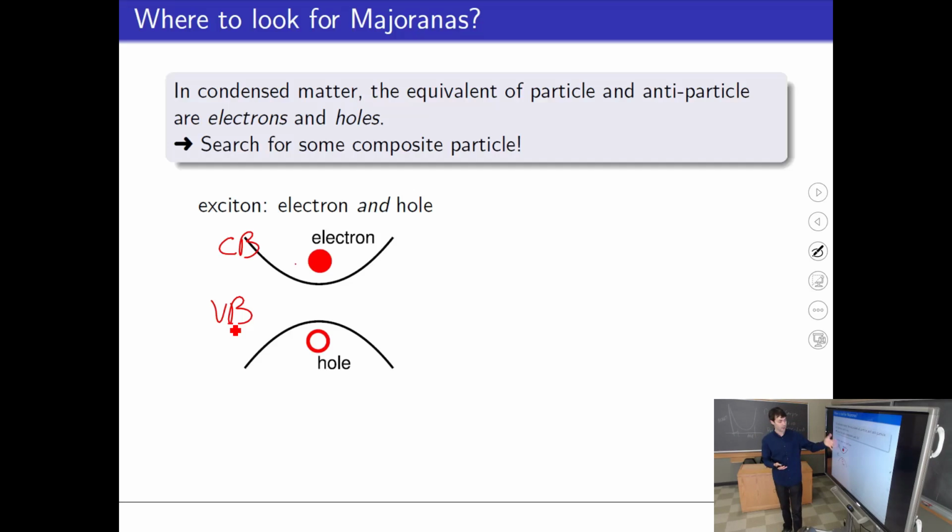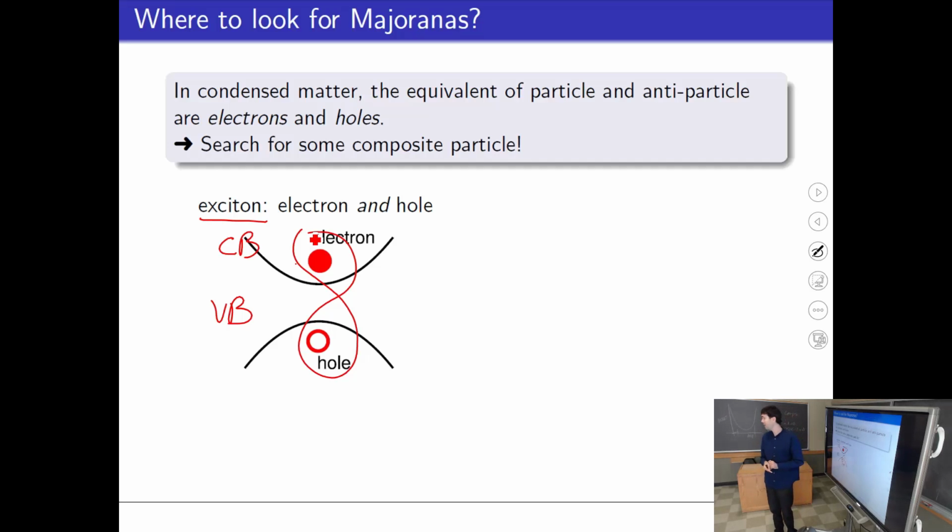Now, this particle is called an exciton. So this is a particle called an exciton, and this particle combines two of these together because they attract, positive and negative attract, and they bind together. So this is an exciton.